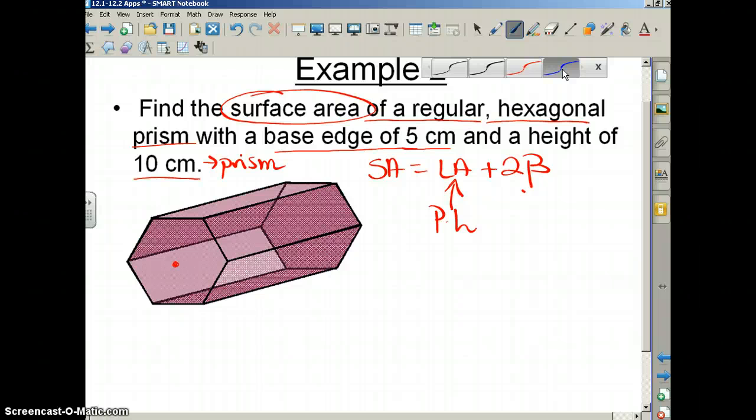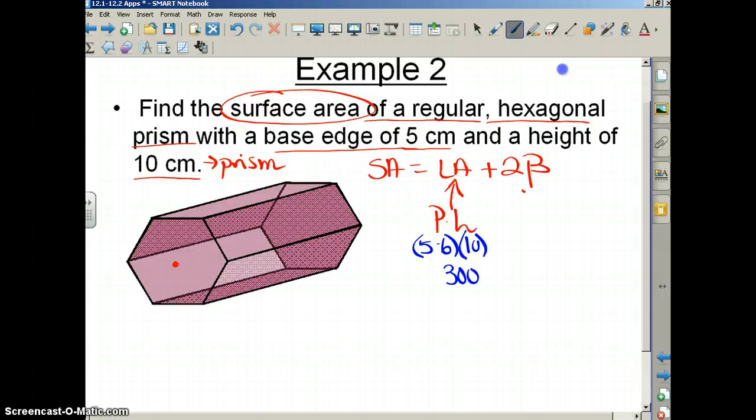So the perimeter of the base is just 5 times 6, because we have 6 sides. Each side is 5. And the height of the prism we were told was 10. So our lateral area is 300 square centimeters. And then we're going to add it to twice the area of the base.